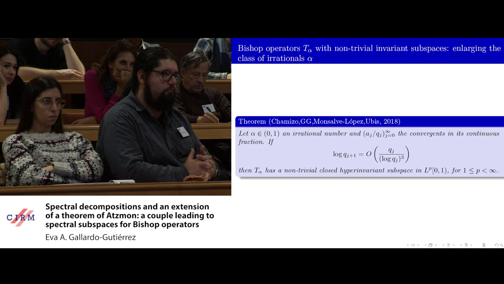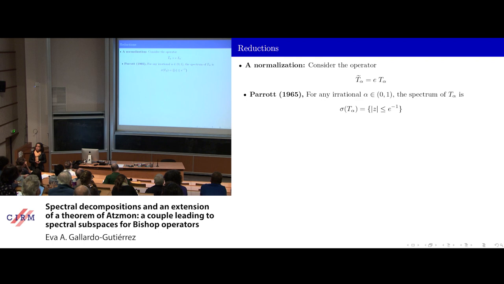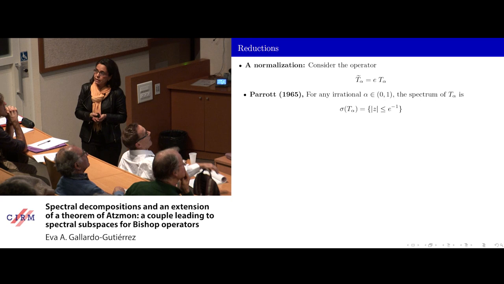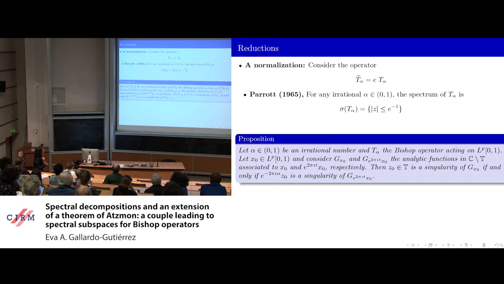Let me tell you a little bit about the proof. These are the only ideas I'm going to give, because I want to focus on the spectral decomposition. We can normalize the operator just by multiplying by e, and this is what I told you at the beginning. This is because the spectrum of any Bishop operator is just the disk of center 0 and radius e to minus 1, so that tells you that the spectrum of T tilde alpha is just the closed unit disk. And then the aim is to try to apply Atzmon's theorem in this context.